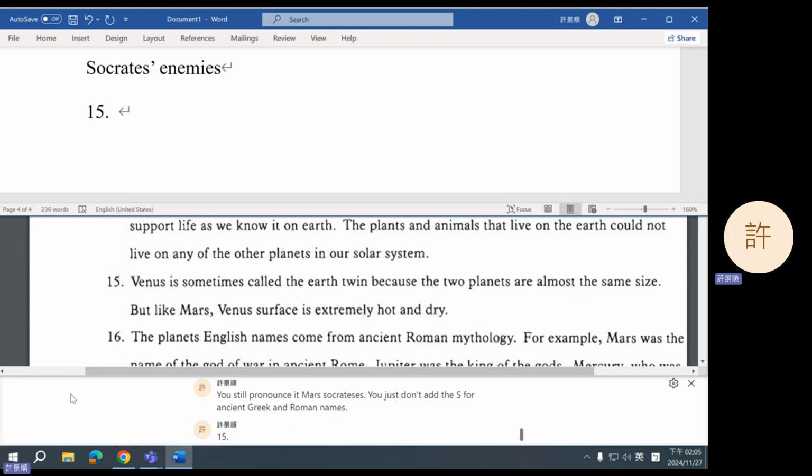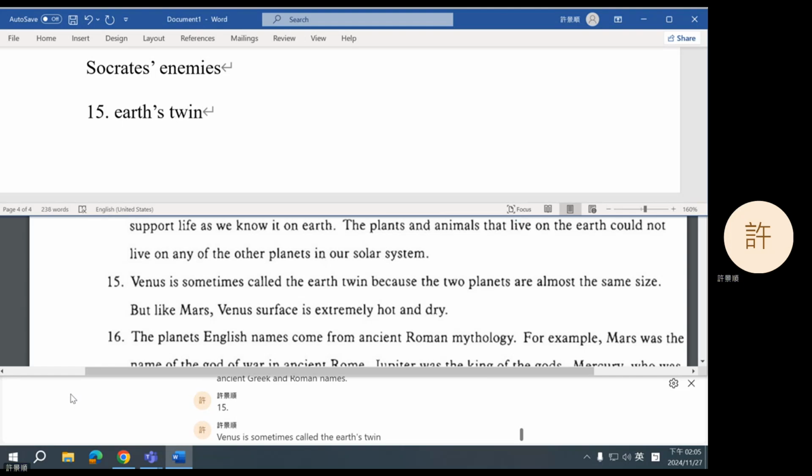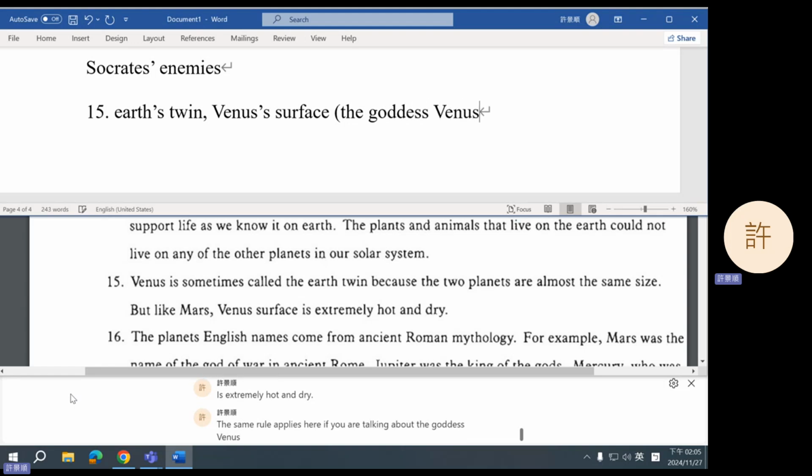15. Venus is sometimes called the Earth's twin because the two planets are almost the same size. But like Mars, Venus's surface is extremely hot and dry. The same rule applies here if you are talking about the goddess Venus, Mason.